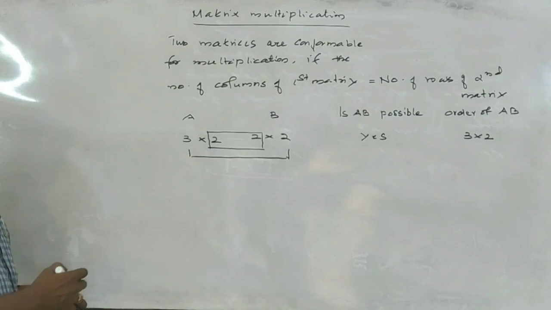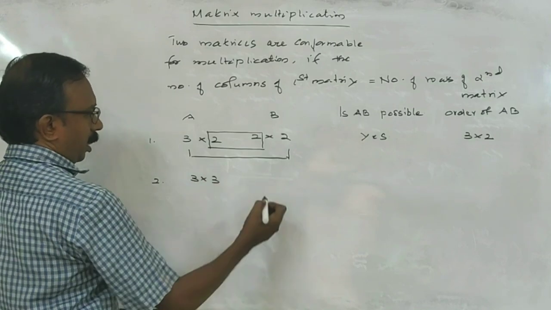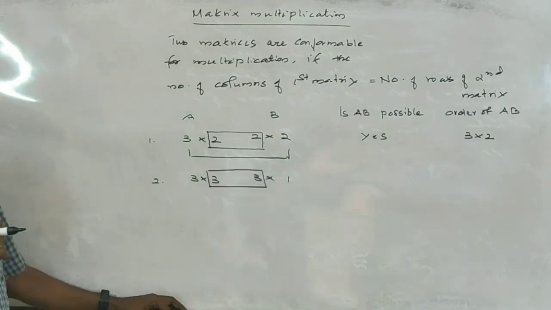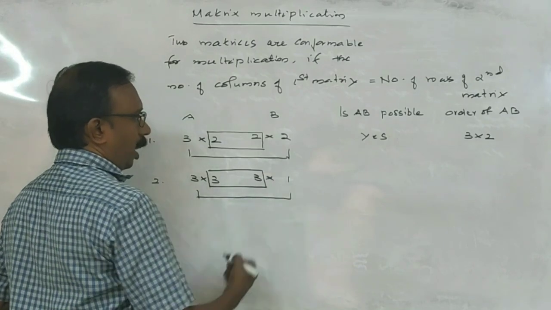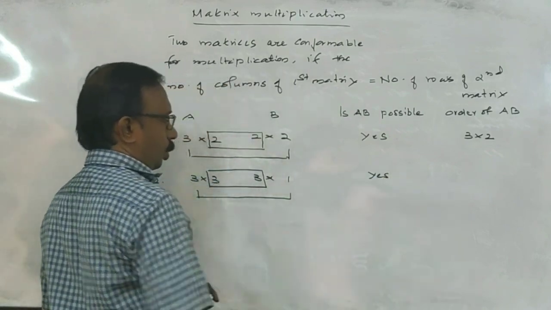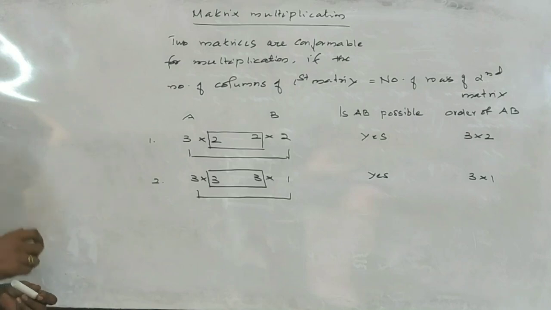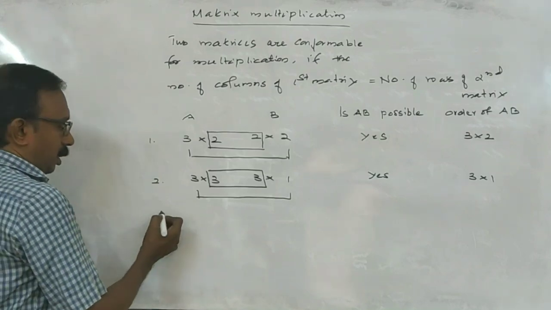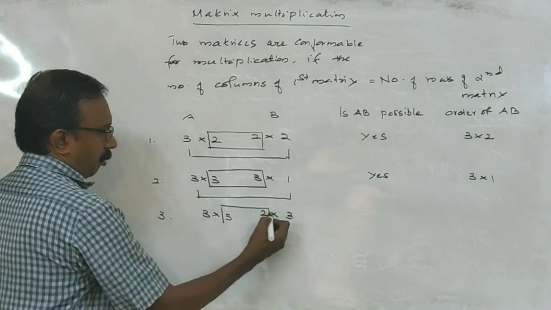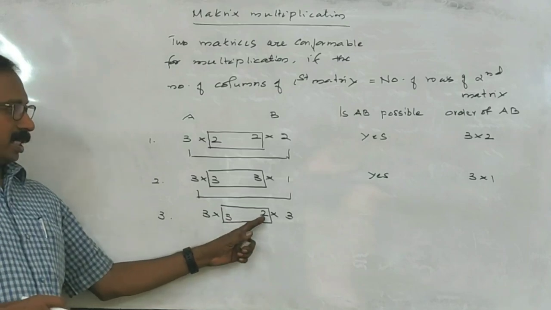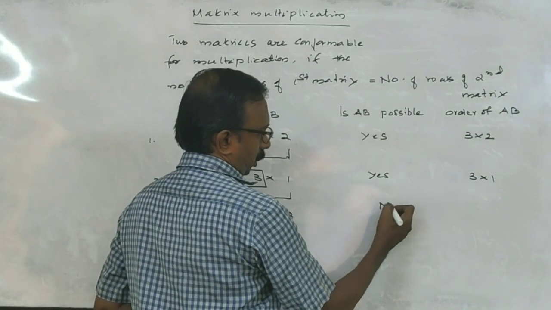Isn't it? Now we take another example. The first matrix is of order 3 by 3, the second matrix is of order 3 by 1. Here the number of columns of the first matrix is equal to the number of rows of the second matrix, so multiplication is possible, and the product matrix is of order 3 by 1, with 3 rows and 1 column. Another example, 3 by 3 and 2 by 3. Here, the number of columns of the first matrix is not equal to the number of rows of the second matrix, so we cannot find the product of these two matrices. Product is not possible.